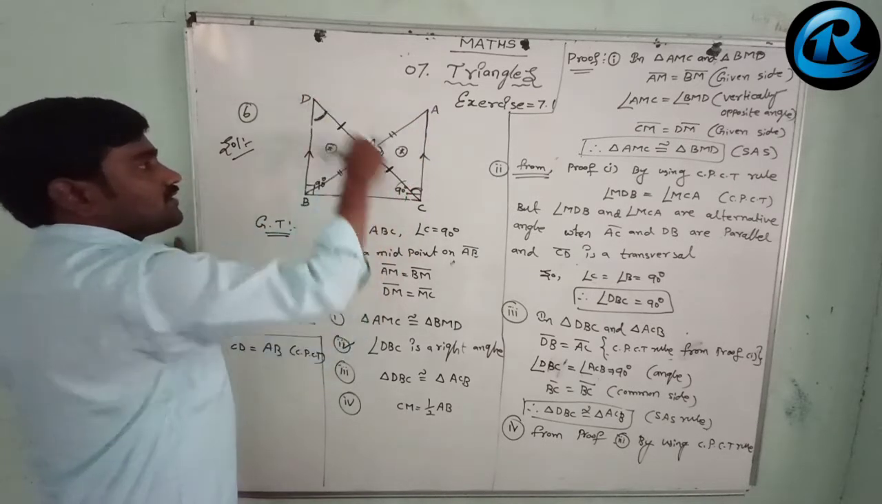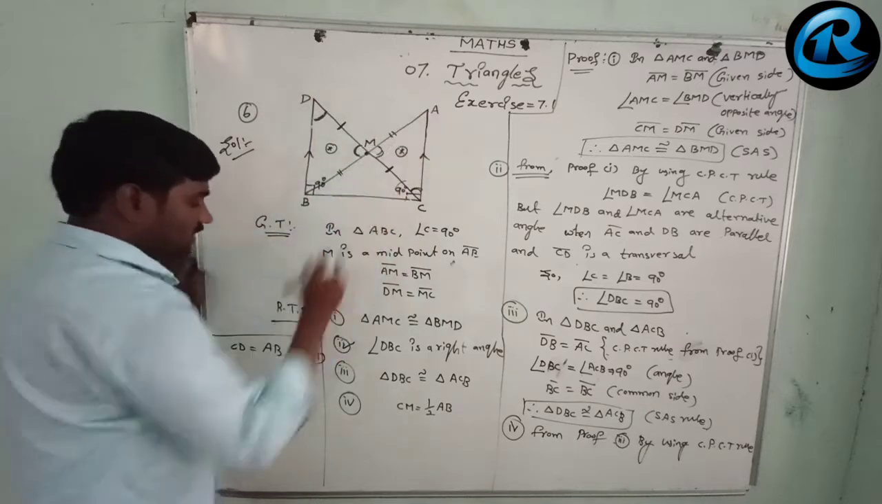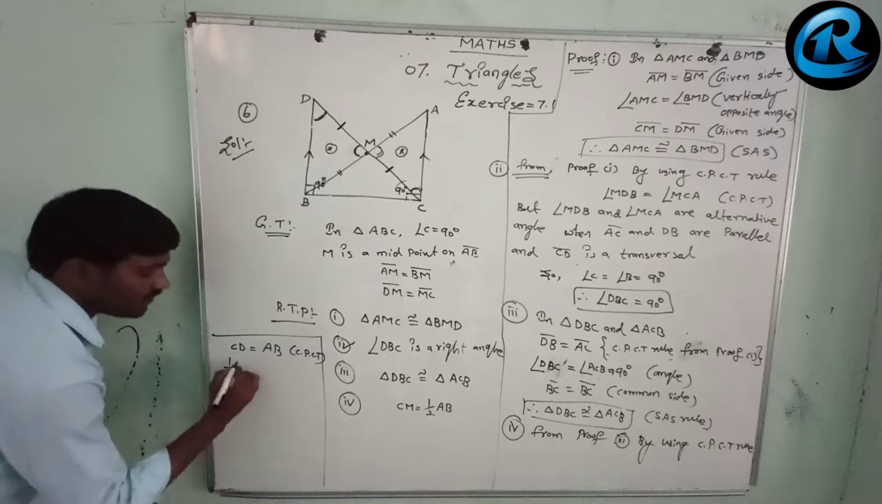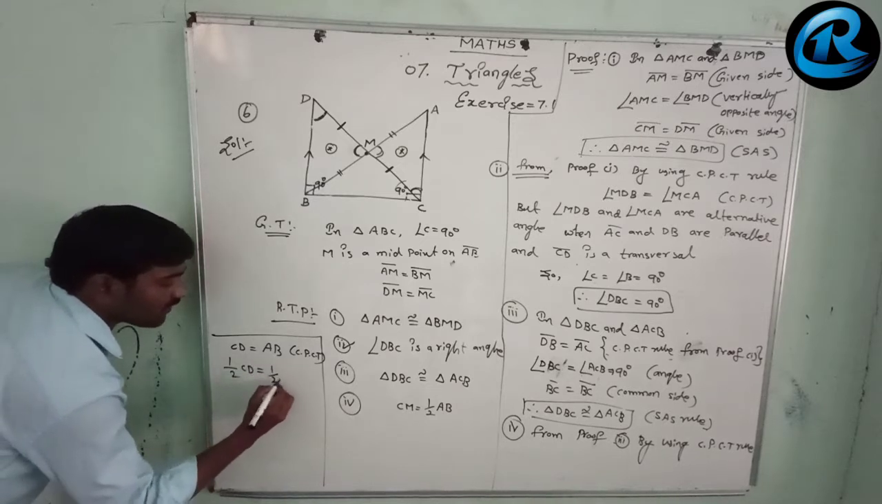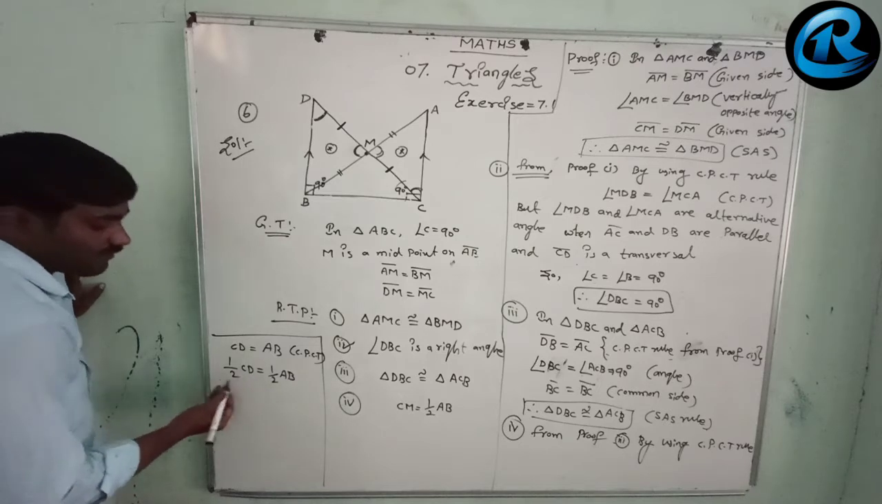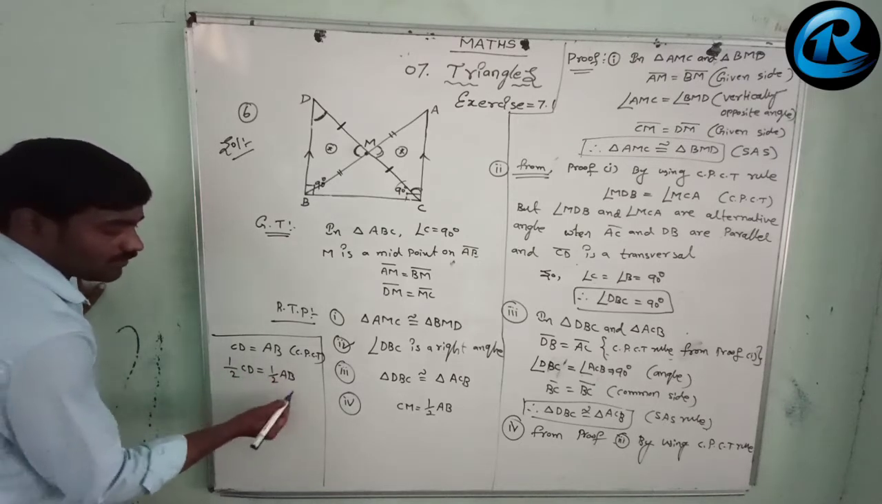In this, the CD is equal to AB by the CPCT rule. Let us multiply by 1 by 2 on both sides. 1 by 2 CD equal to 1 by 2 AB. So 1 by 2 CD equal to 1 by 2 AB.